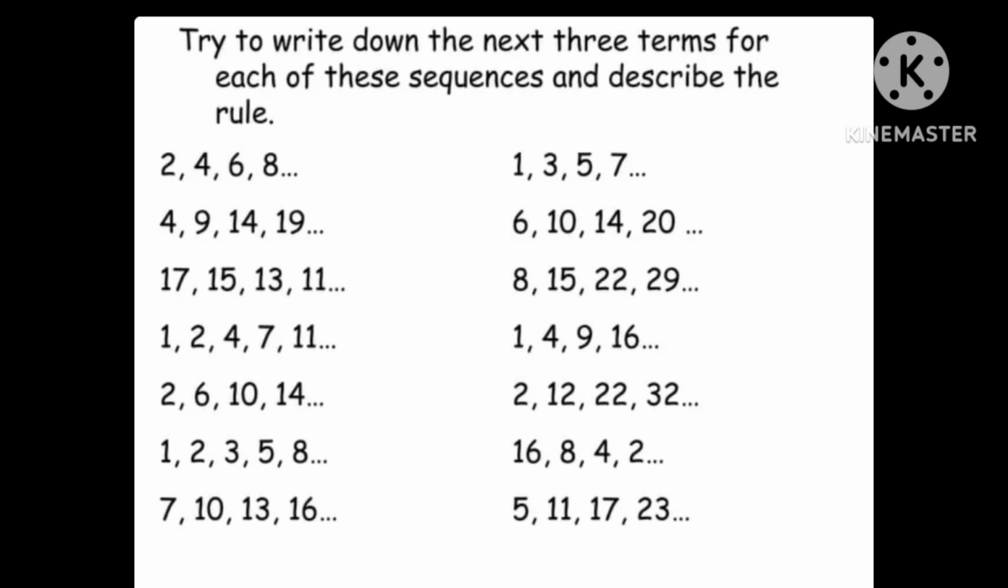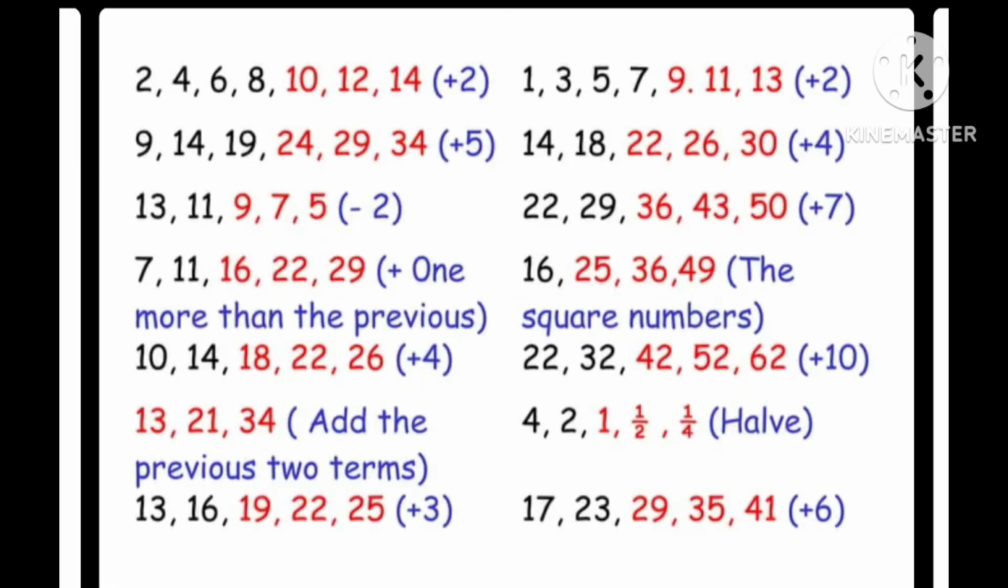Now try to write down the next 3 terms for each of these sequences and describe the rule. 2, 4, 6, 8. What will come next? Think about all the above examples and try to write the next terms of each one. In the first example, we follow the rule of plus 2. Hence, the next 3 terms are 10, 12 and 14. In the second example, there is a rule of plus 5. In the third one, there is a rule of minus 2.